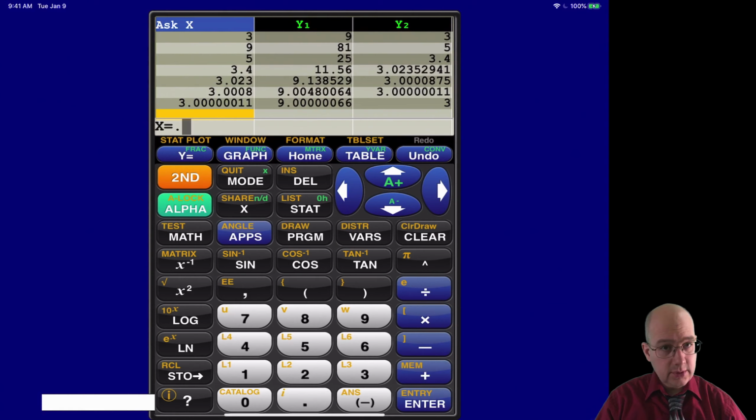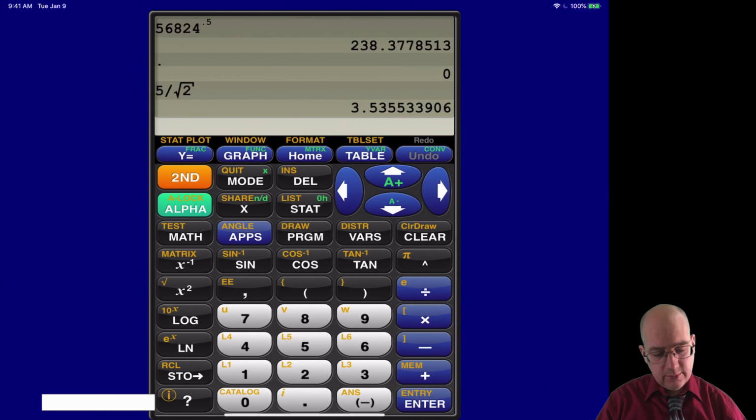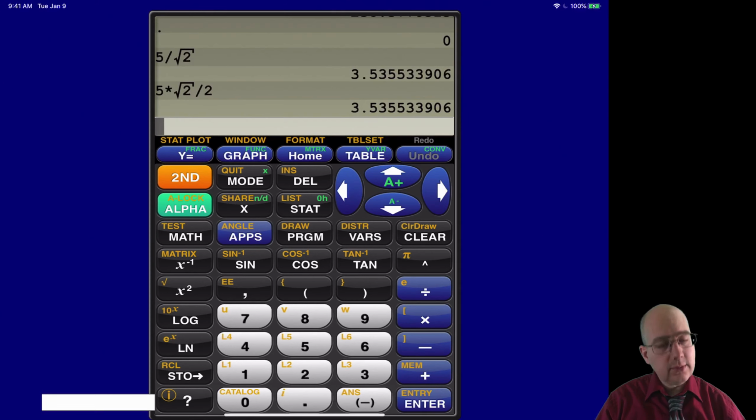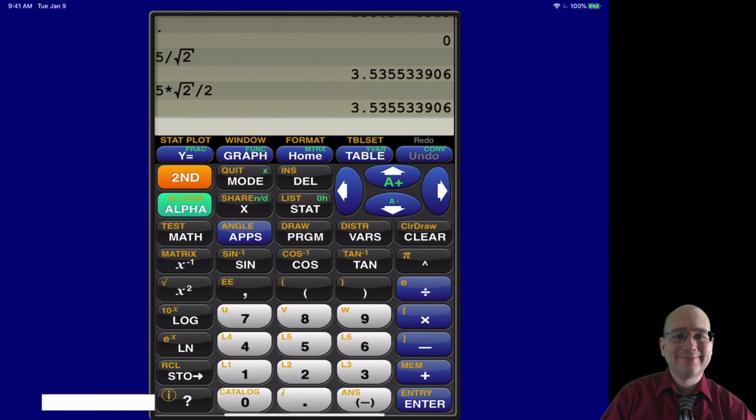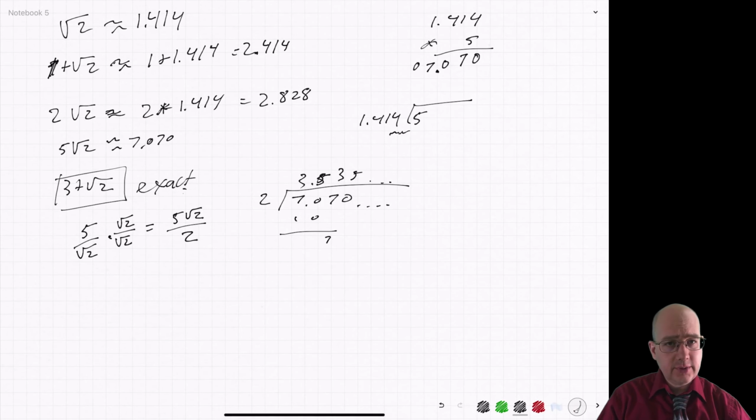And so, did I come up with 3.535? Let's try that out. Calculators don't care about dividing by square roots, so let's just do that. 3.535533906. Beautiful. And just to confirm, 5 times that, it's kind of normalization. Yeah, gives me the same thing. Okay, good. So that's a bit of computation with square roots.